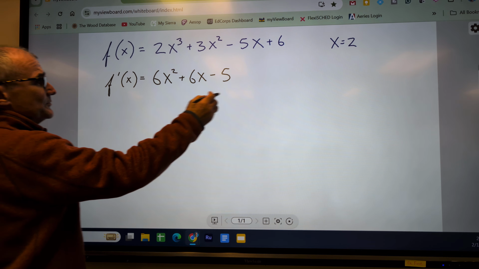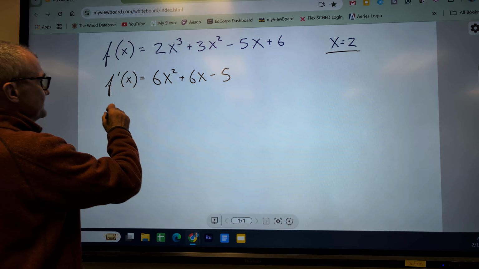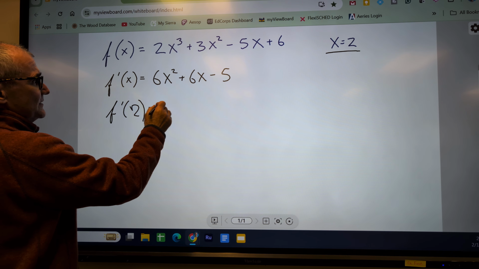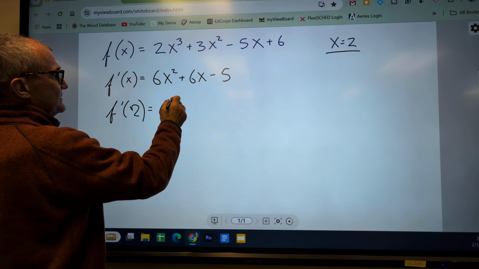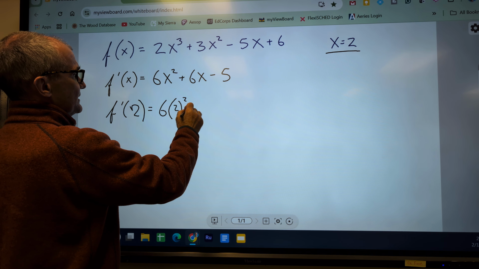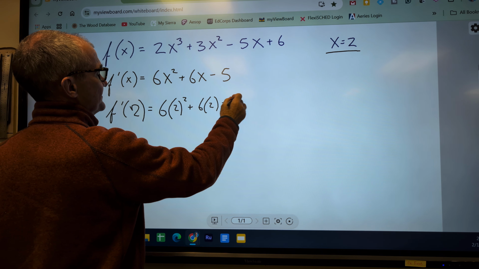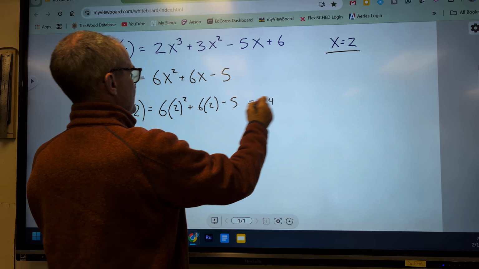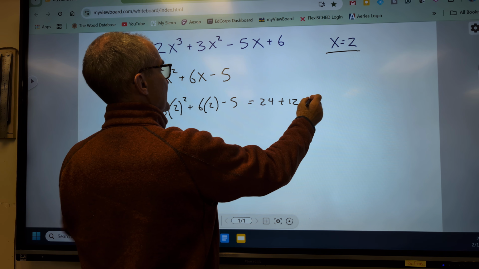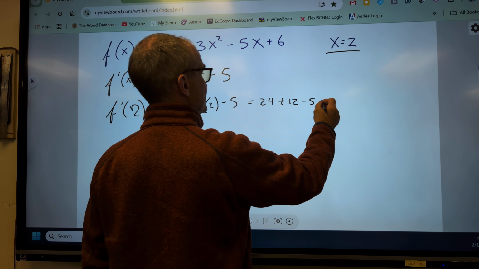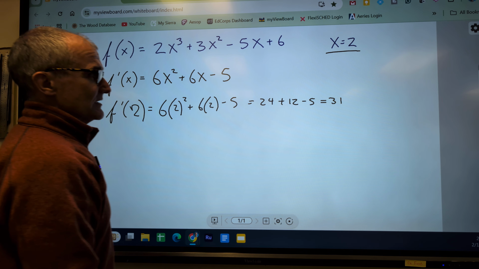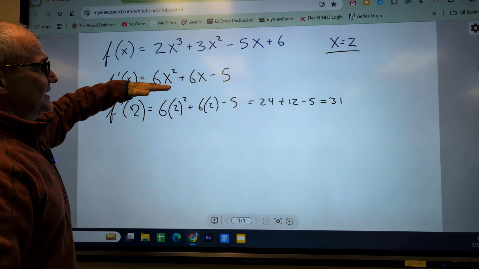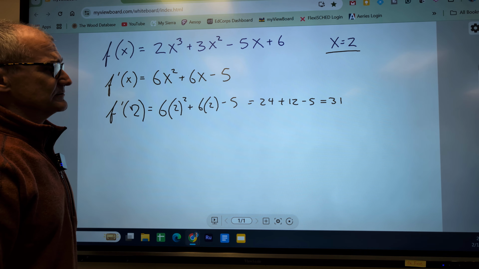Now that I have my slope, I'm going to take this value x equals 2 and find the slope at that point. All I'm doing there is plugging that 2 in to get 2 squared plus 6 times 2 minus 5. Exponents first, 4, 24 plus 12 minus 5, 36 minus 5, 31. So I know the slope of my function at the point 2 is equal to 31.